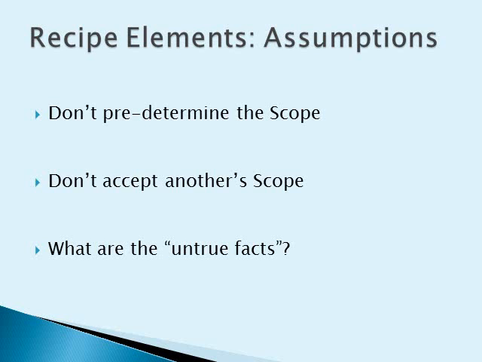Now let's take a look at the assumptions of our mystery. Don't predetermine the scope. The scope of the recipe says that it makes 3 to 4 servings. But what if I need to feed 6 to 8 or more people? Well, completing this recipe once would not be enough, and adjustments would need to be made to the quantities to make more than one of this dish.